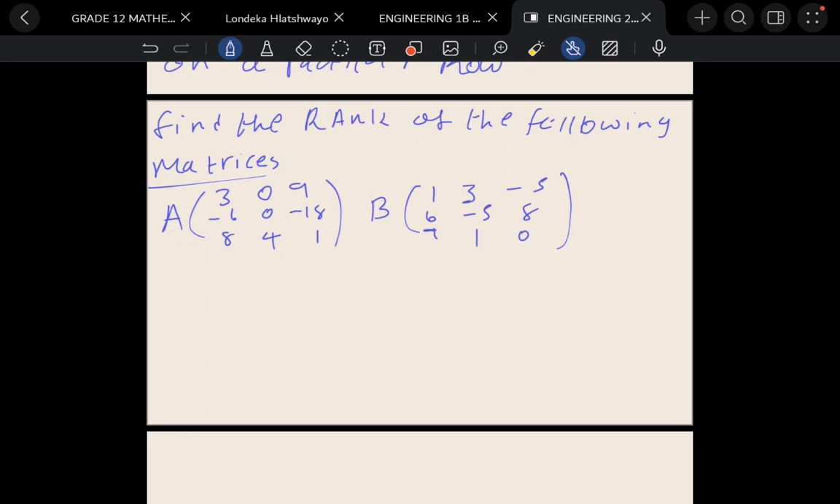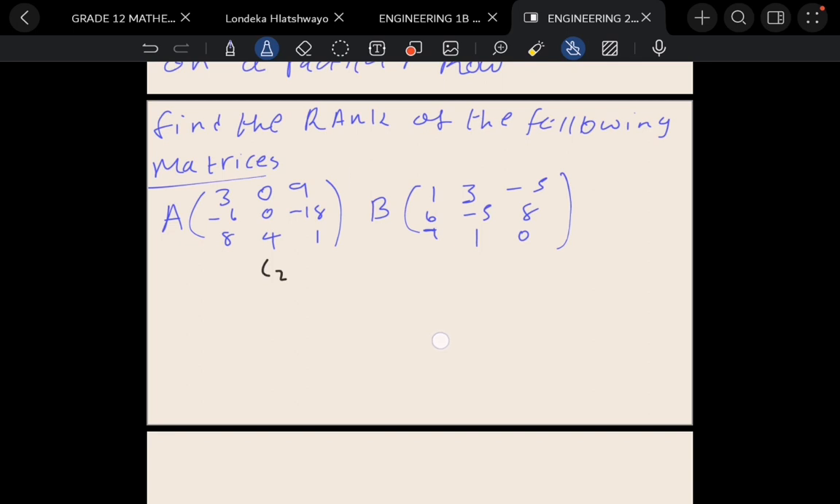Now, how do you find the rank? Start with matrix A. We need to find the determinant. To find the determinant of a matrix, use a column or a row with the most 0s. Any column that you prefer, you'll find the determinant. I am going to use the first row and the second column.